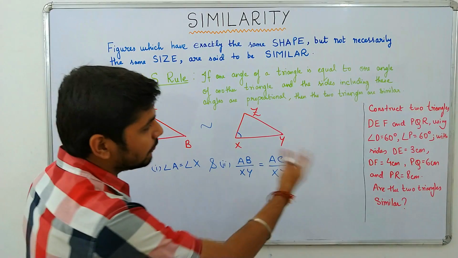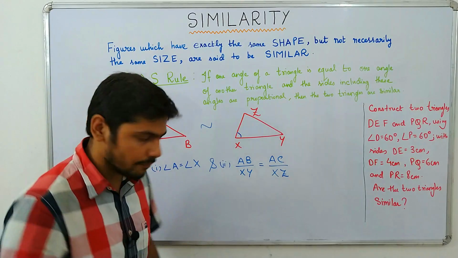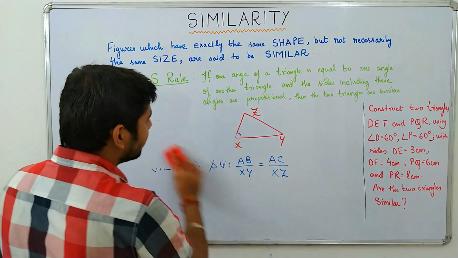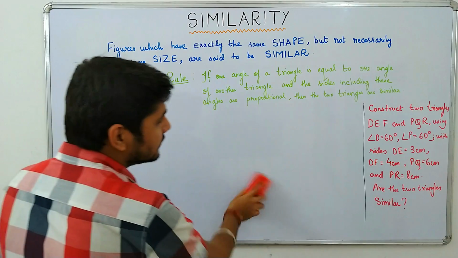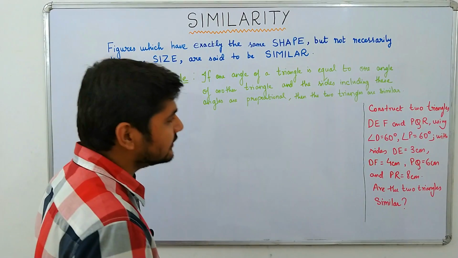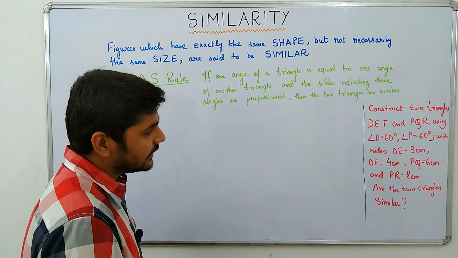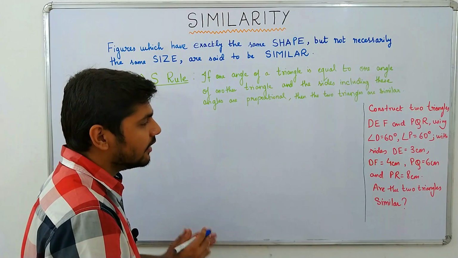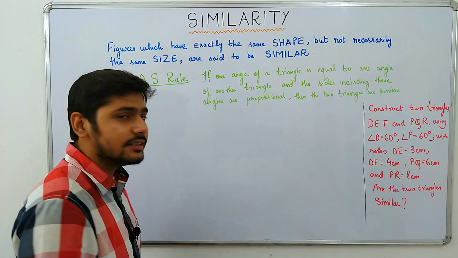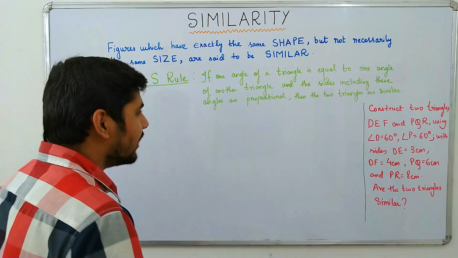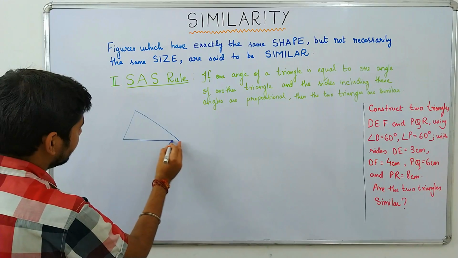Now, we have an example over here, and using this example, we can easily understand the SAS rule. What is that? We construct two triangles DEF and PQR using angle D is equal to 60 degrees and angle P is equal to 60 degrees, with sides DE is equal to 3 cm, DF is equal to 4 cm, PQ is equal to 6 cm and PR is equal to 8 cm. Are the two triangles similar? Let's construct the triangles. First we have triangle DEF.